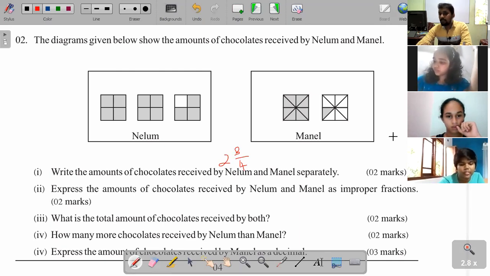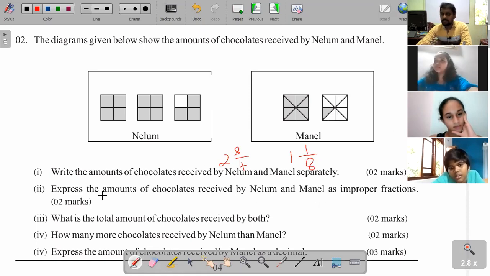Manil, what is the fraction? This fraction is 1 over 8, no? So Manil received 1 over 8. That's the amount of chocolates received by Nelum and Manil.